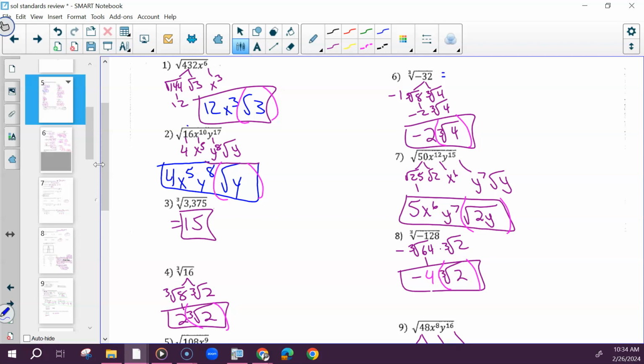Number 1, 12x to the 3rd times the square root of 3. Notice I'm using parentheses to show what's separate. You don't have to put that. You can if you want. Number 2, 4x to the 5th, y to the 8th times the square root of y. Number 3 was just 15. Number 4 was 2 times the cube root of 2, not 2 to the 3rd times the square root of 2. Wait. 2 times the cube root of 2.